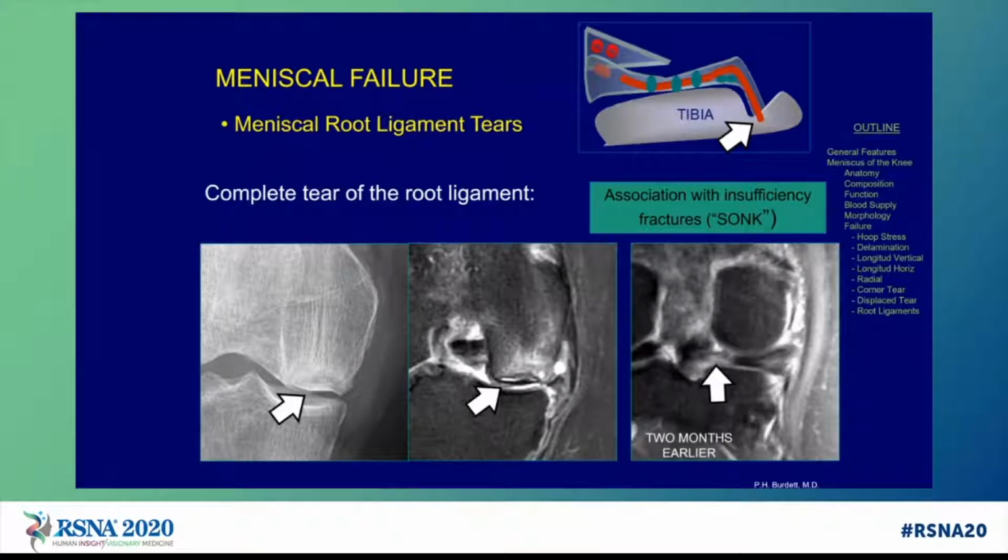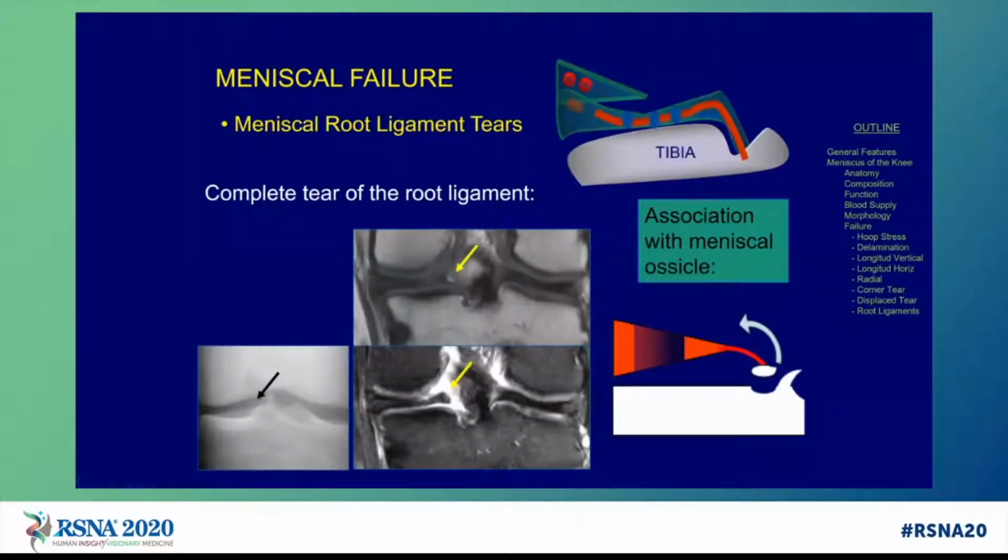Involvement of the posterior root ligament of the medial meniscus has been associated with what was originally called spontaneous osteonecrosis of the knee. This is spontaneous osteonecrosis as originally described: collapse of bone, fractures adjacent to the subchondral bone plate, and a lot of marrow edema. Two months earlier in this particular case, there was a classic tear involving the posterior root ligament of the medial meniscus with peripheral meniscal extrusion.